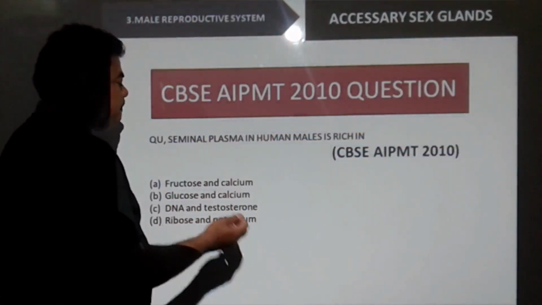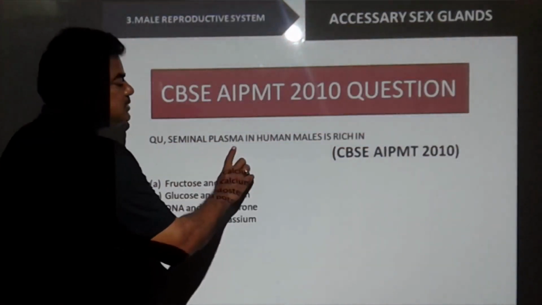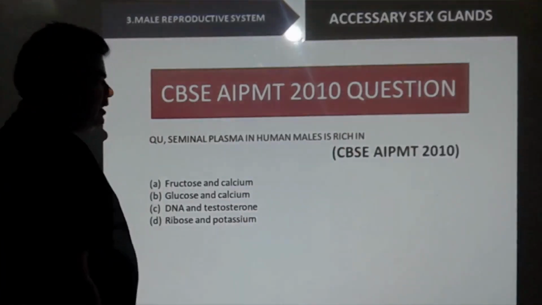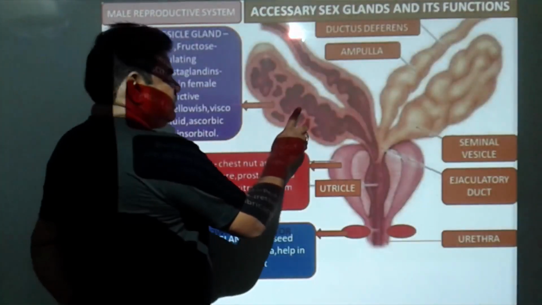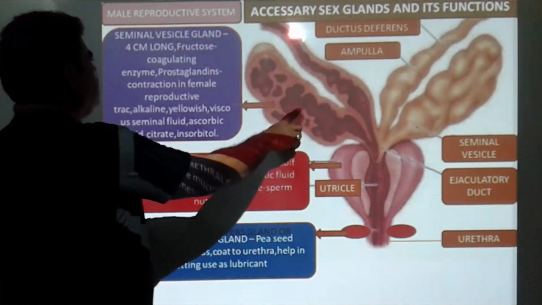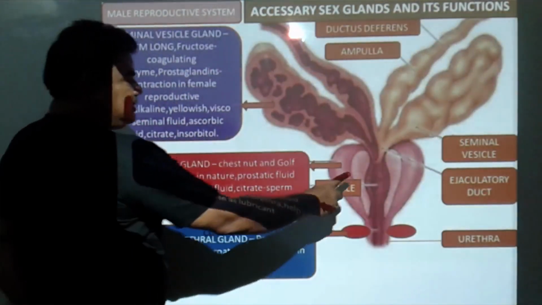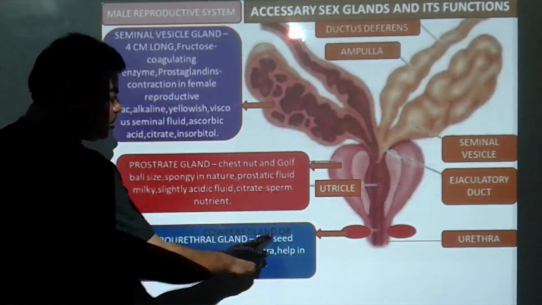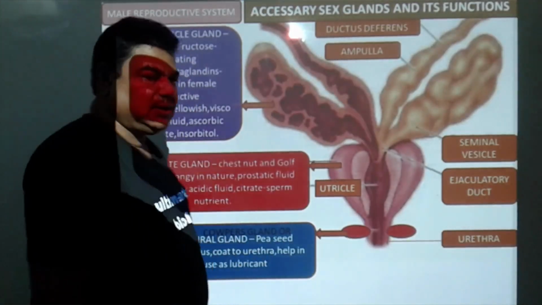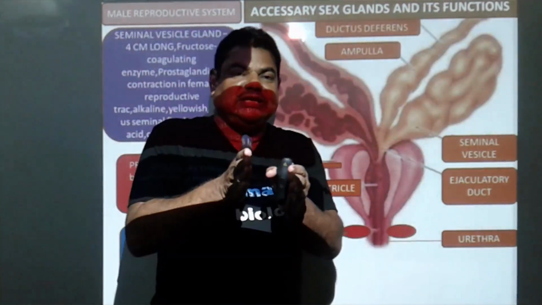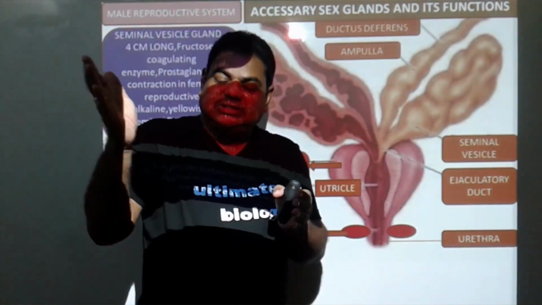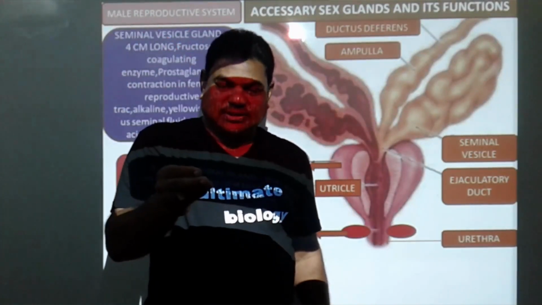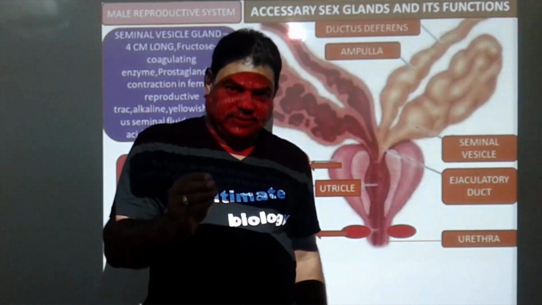Now one question is there. Seminal plasma in human male is rich in. Now see here, first, the seminal vesicle gland. Second, this gland we call the prostate gland, and third, this gland we call the Cowper's gland, or bulbourethral gland. These three glands secrete their secretions, and the secretion secreted by these three glands together we call seminal fluid.